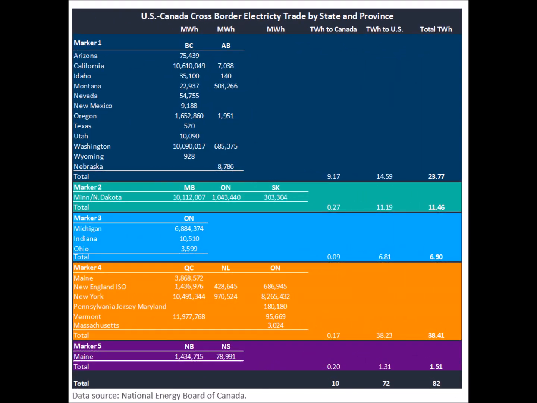This table provides a detailed breakdown of electricity trade between specific U.S. states and Canadian provinces. It shows the flow of electricity in megawatt-hours, MWh, and terawatt-hours, TWh, for different regions, highlighting the interconnectedness of the power grids across borders. The data reveals that some regions, like the western U.S. and British Columbia, have significant electricity exchange, while others have more limited trade. Overall, the table illustrates the complex web of electricity trade between the U.S. and Canada, emphasizing the varying levels of exchange between specific regions and the overall flow of power across the borders.